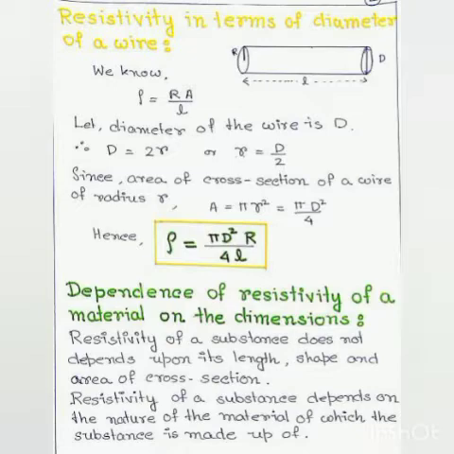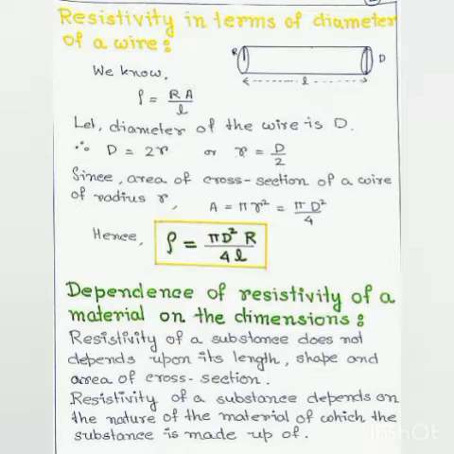Next, we will discuss the dependence of resistivity of a material on the dimensions. Now listen very carefully. Resistivity of a substance does not depend upon its length, shape and area of cross section. Resistivity of a substance depends on the nature of the material of which the substance is made up of.